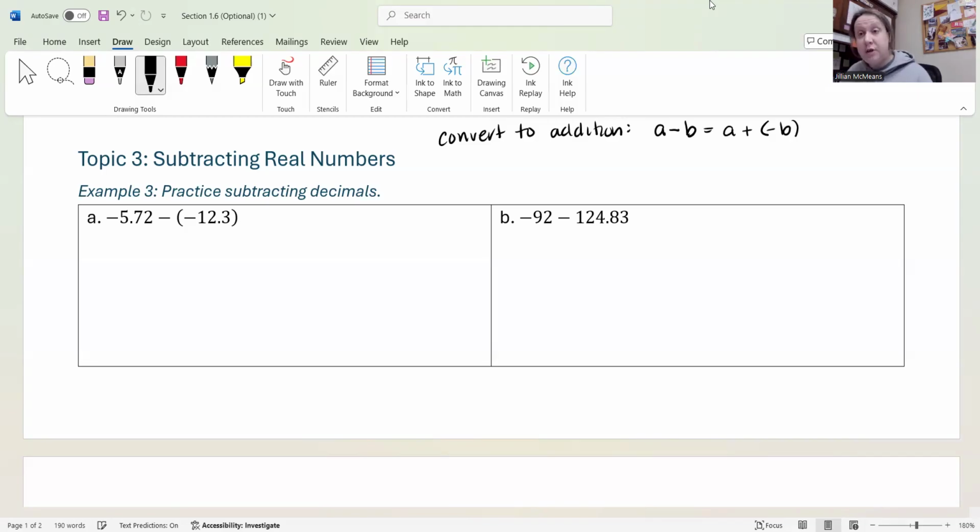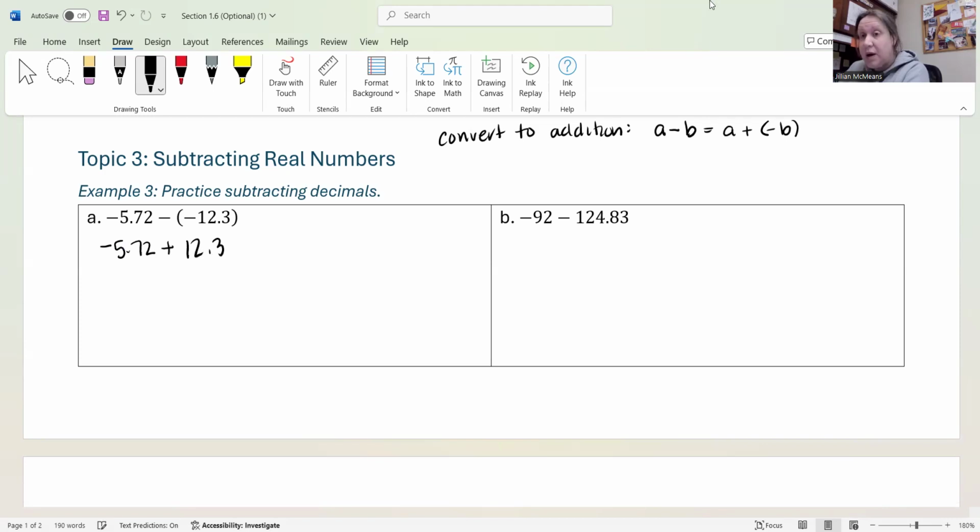Okay, so let's first start by converting this to addition. We have negative 5.72 minus negative 12.3. So we want to keep the negative 5.72, and then we want to add the opposite of negative 12.3. The opposite of negative 12.3 is positive 12.3.